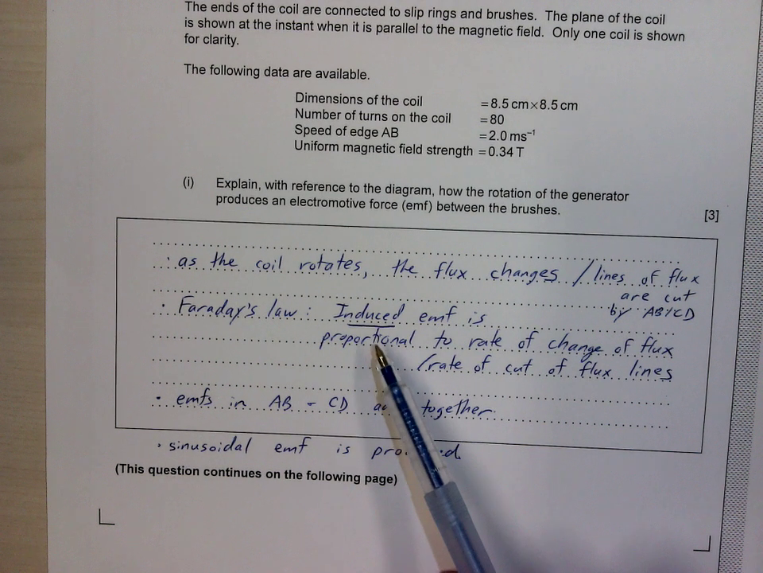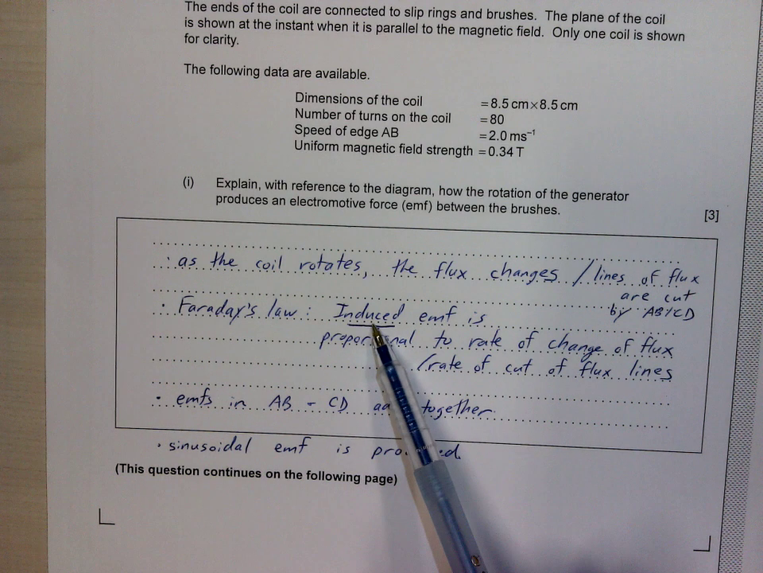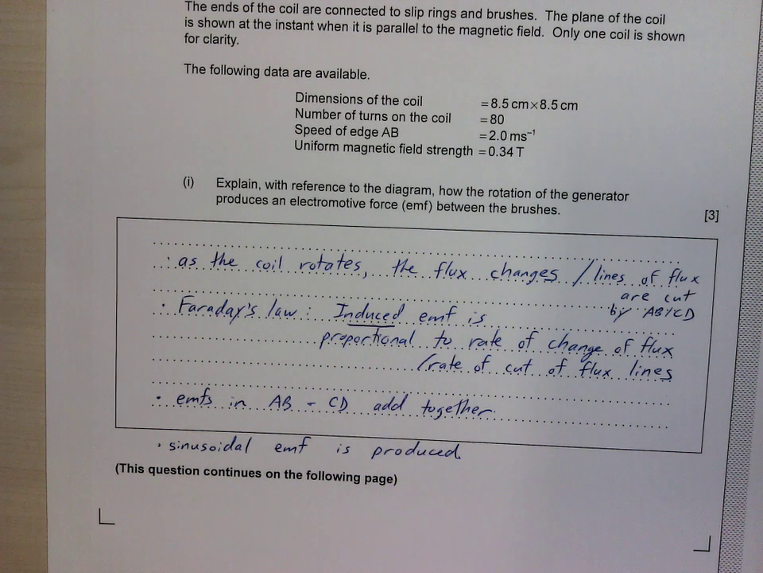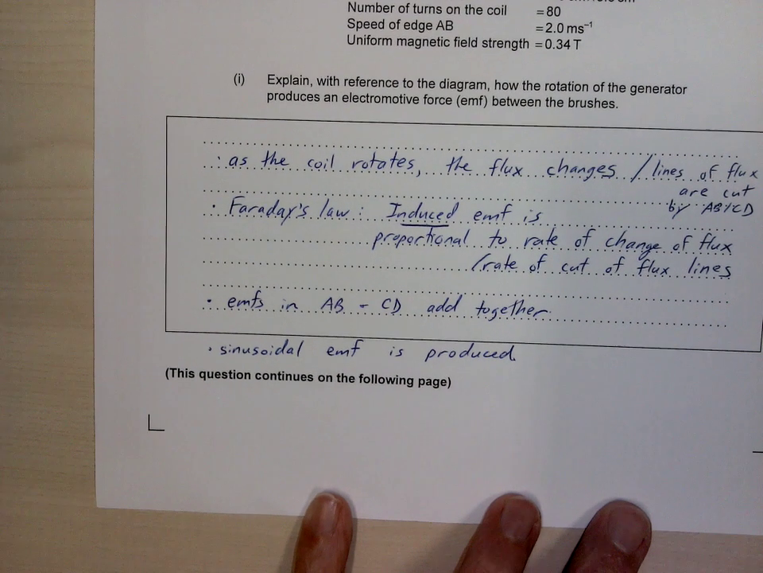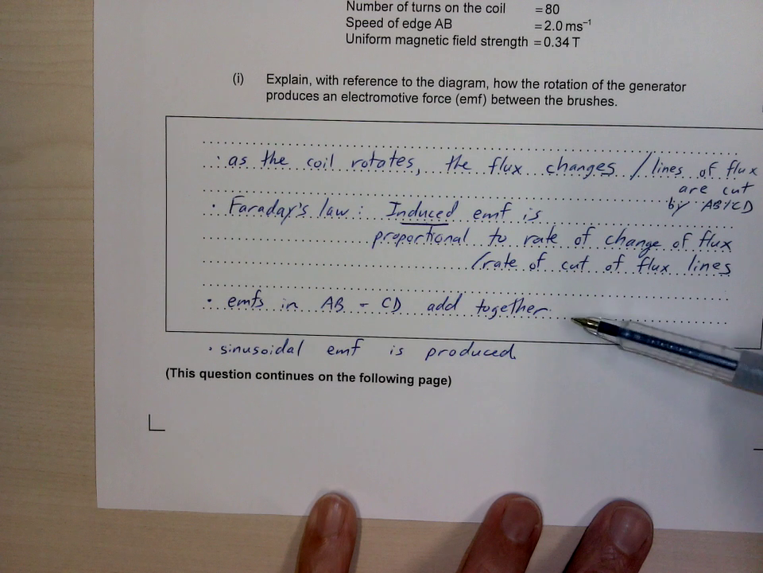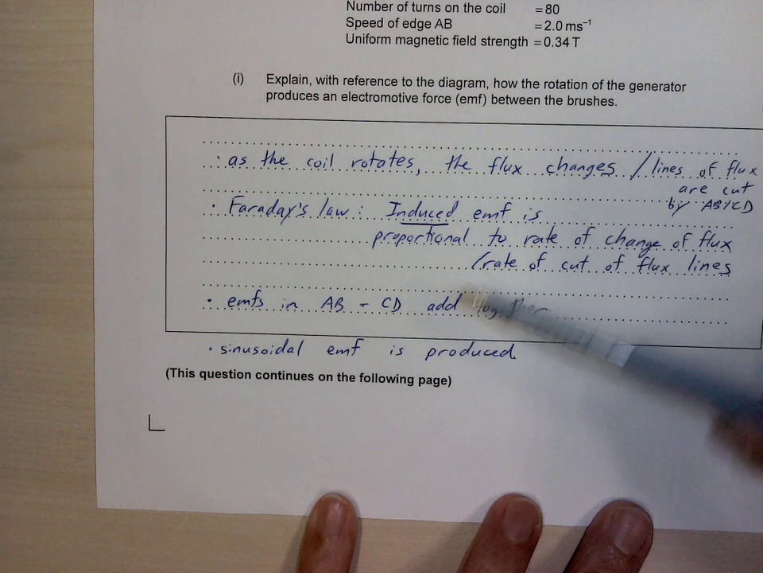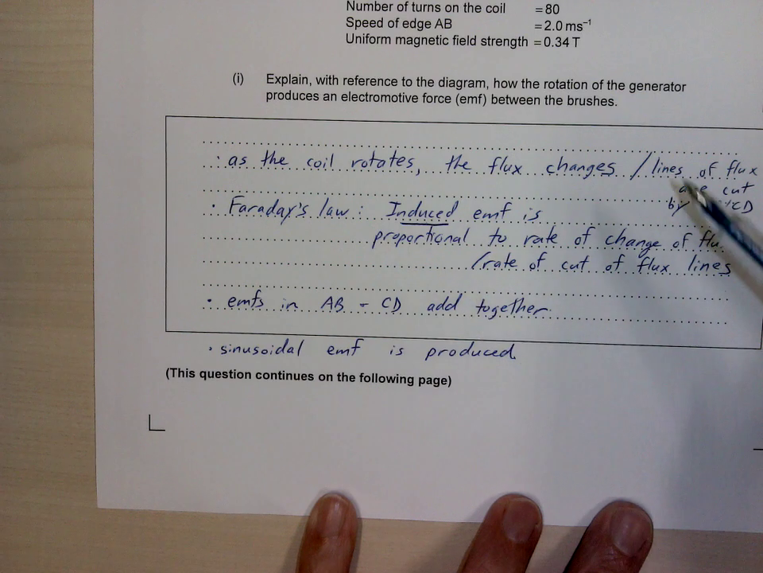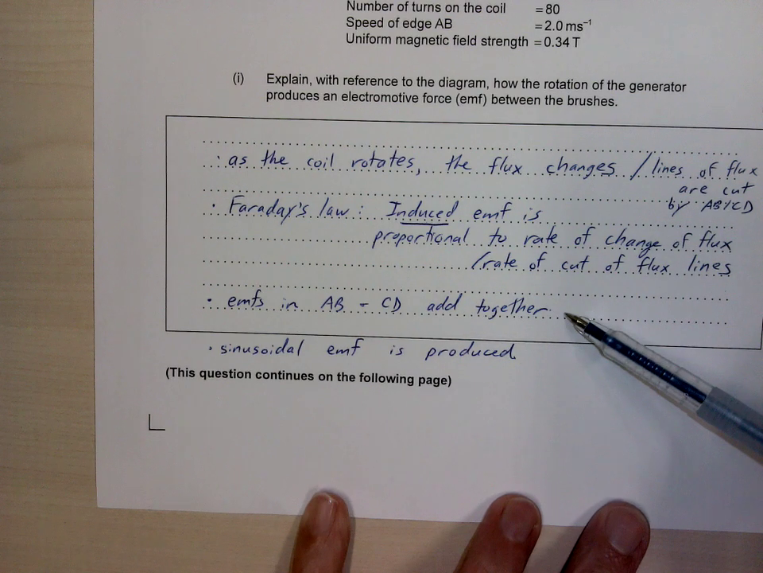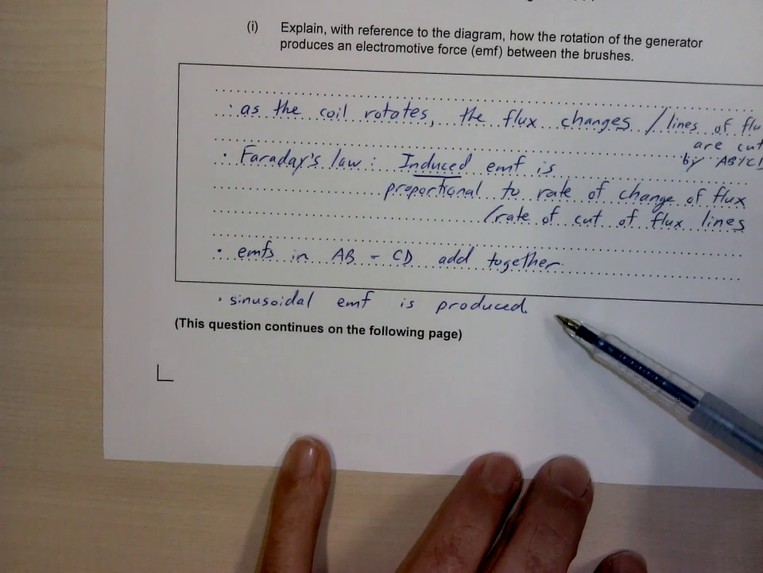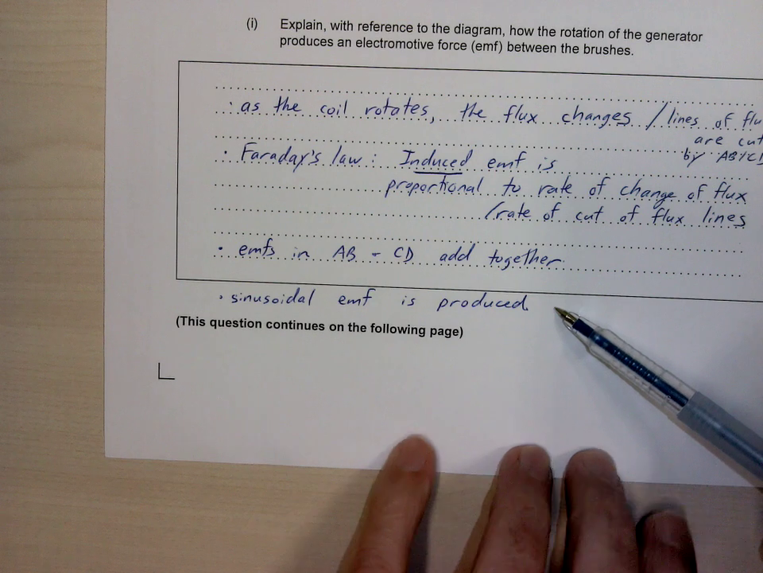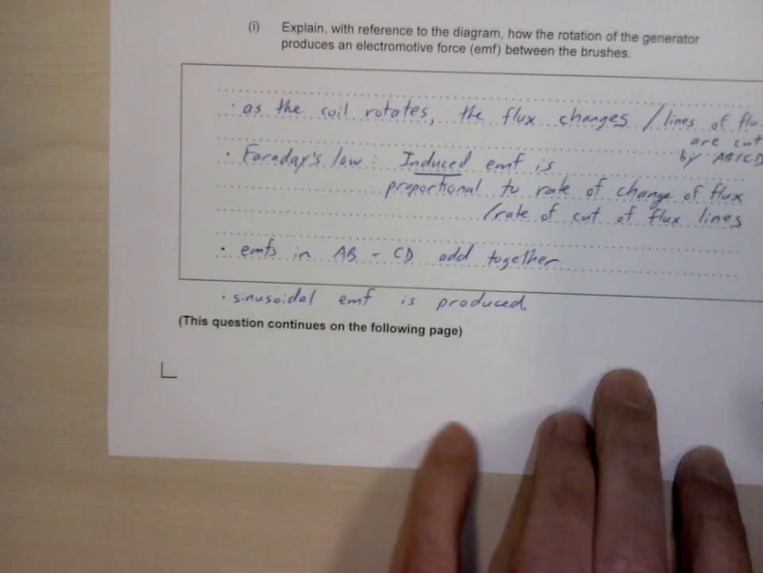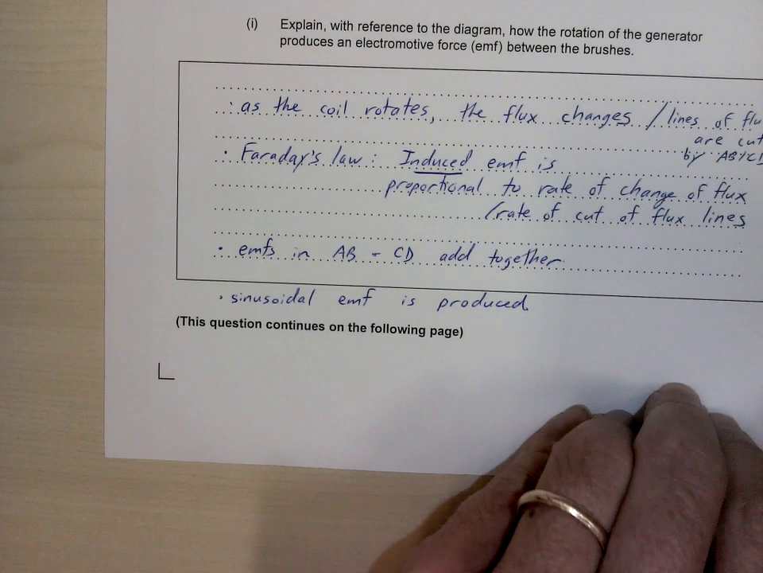The mark scheme is very clear that if you don't have the word induced, you cannot get 3 out of 3 on this question. And then for the third mark, you could say that the induced EMFs in A, B, and C, D are both in the same direction around the loop, and therefore will add together. Or another direction you could take is just to say that a sinusoidal EMF or an alternating current EMF is actually produced as it rotates.